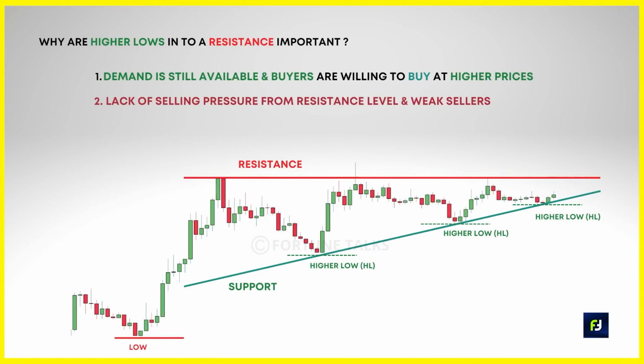The second point is that there is a lack of selling pressure. So if there was actually a strong selling pressure, the price would not remain at the resistance for a long period. Instead, it would rather move lower very quickly. But since the price is hovering near the resistance, it means there is a lack of selling pressure even though it's an alluring level to sell.